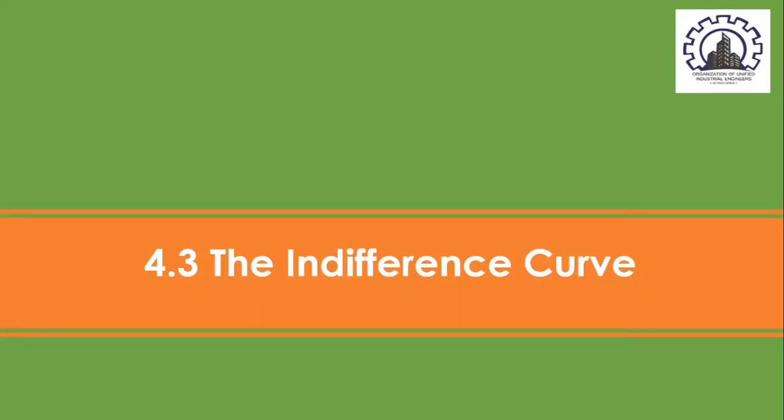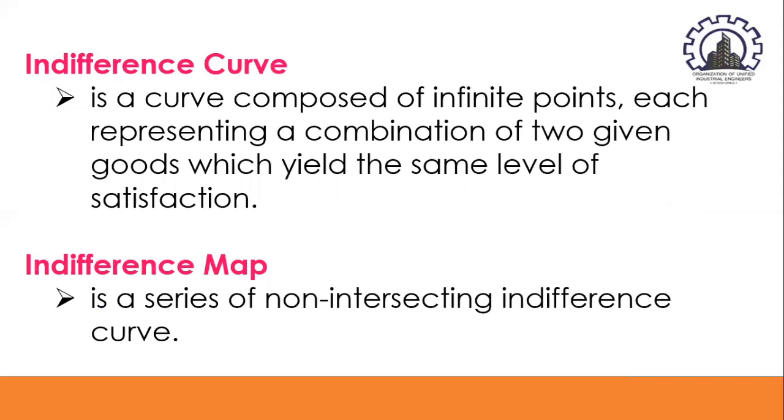And if we say indifference curve, it is a curve composed of infinite points, each representing a combination of two goods, which yield the same level of satisfaction. So a series of non-intersecting indifference curves is called an indifference map. So the word indifference means showing no bias or neutral.